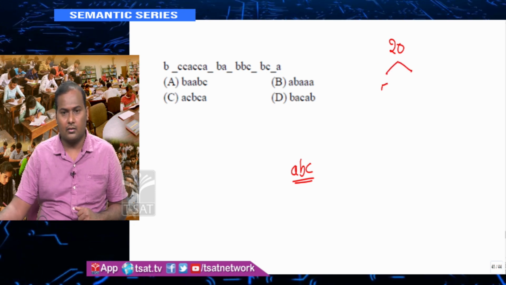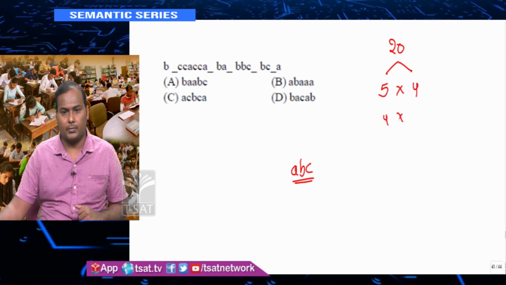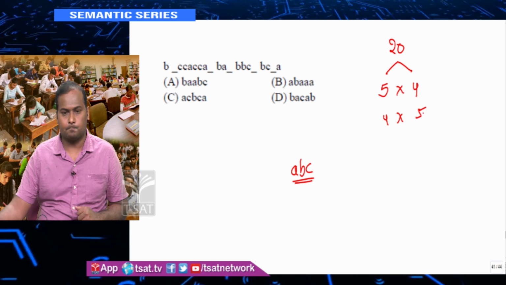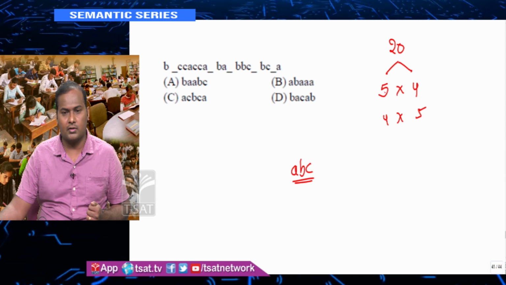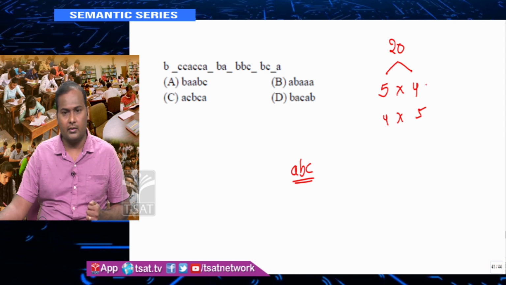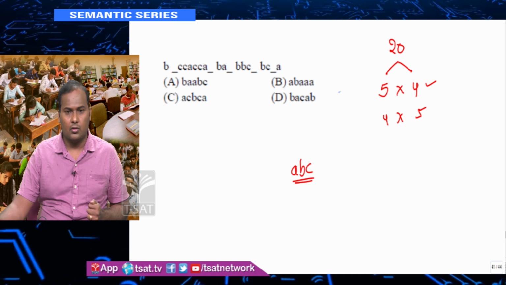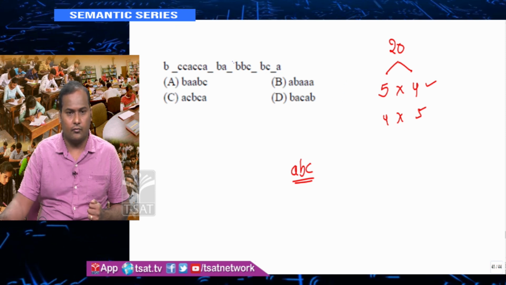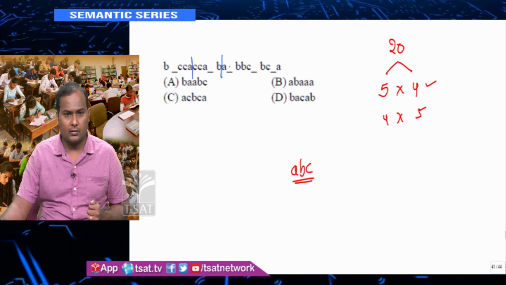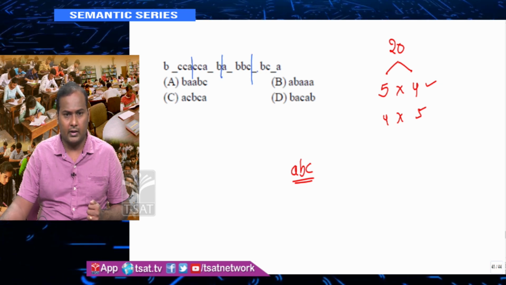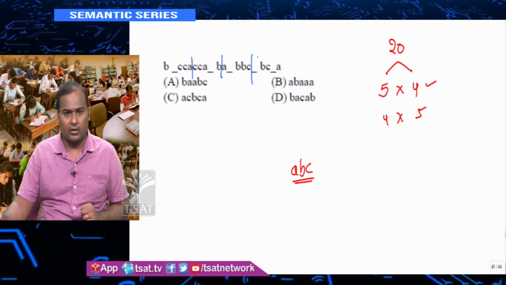I can divide it into 5 blocks repeating 4 times or 4 blocks repeating 5 times. Again, 4 blocks repeating 5 times will give more repetitions. So I will start with 5 blocks repeating 4 times. I will try to divide this question into 5 letters per block. This is one block, this is one more block, this is one more block, and again 1, 2, 3, 4, 5. So 5 blocks repeated 4 times.